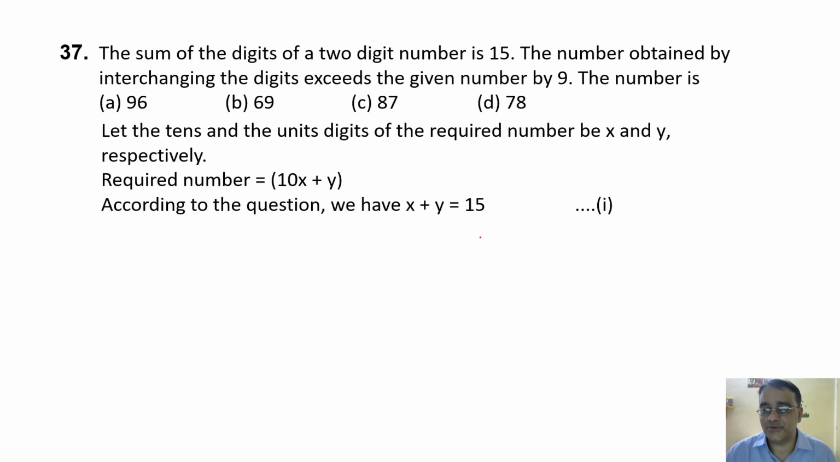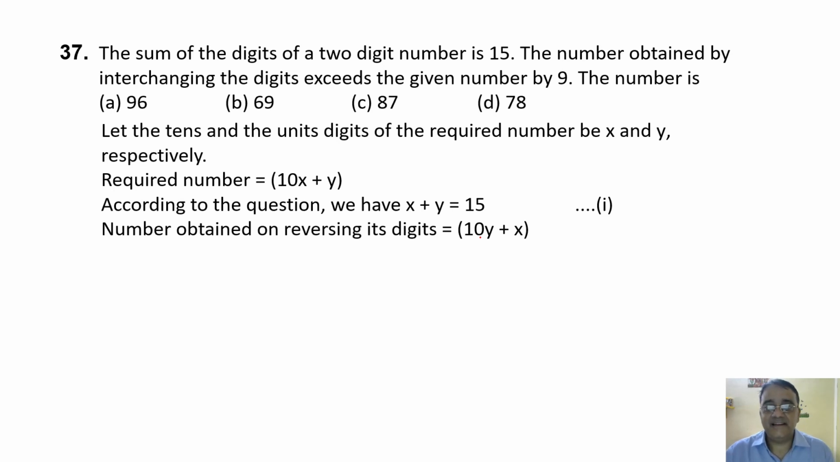So now the sum of the digits is given 15. So x plus y is equals to 15. And if the digits are reversed, we are getting 10y plus x. And it is given that the number exceeds by 9. Okay, this new number exceeds मतलब ज़्यादा है इससे. How much? Plus 9. This is clear? Yes, sir.